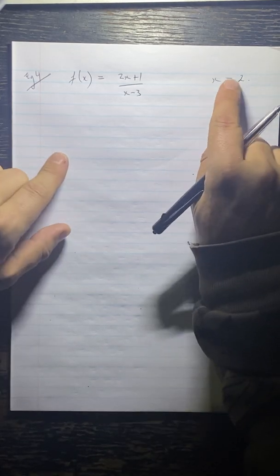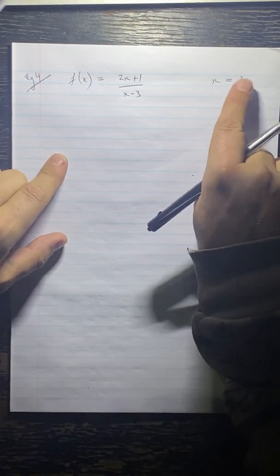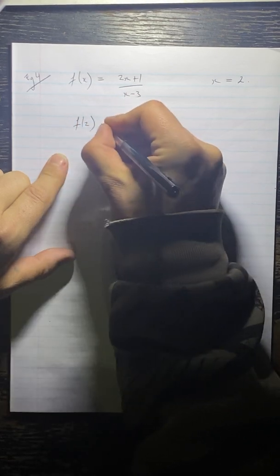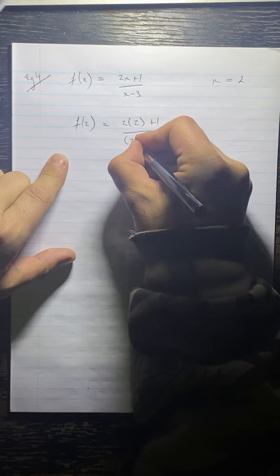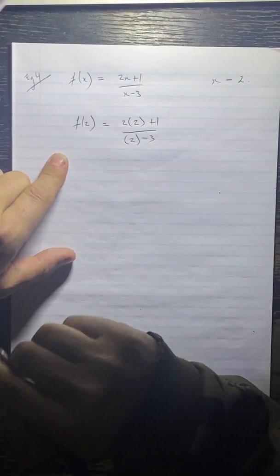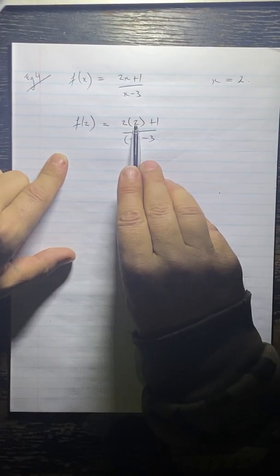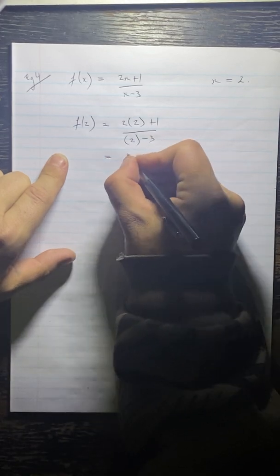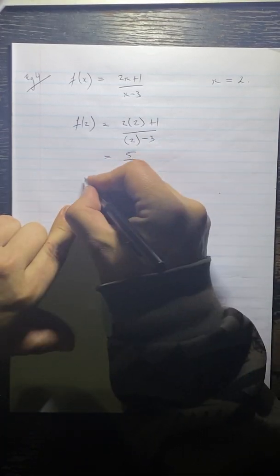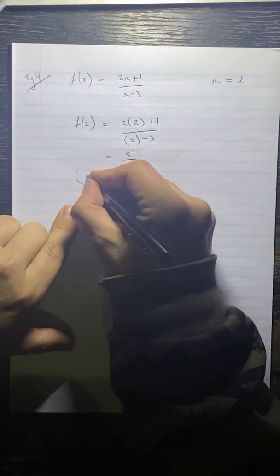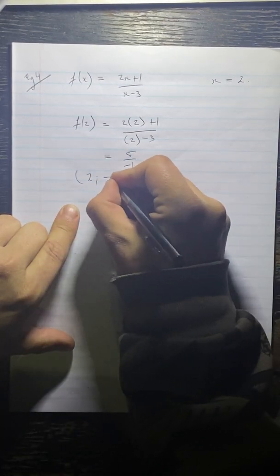So what I need to do first is find out what my y value is, just by substituting this in here. So we get f of 2 is equal to 2 times 2 plus 1 over 2 minus 3. At the top we get 4 plus 1 is 5, over minus 1. Therefore, this point of contact is 2, minus 5.